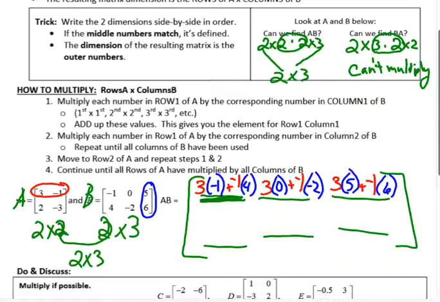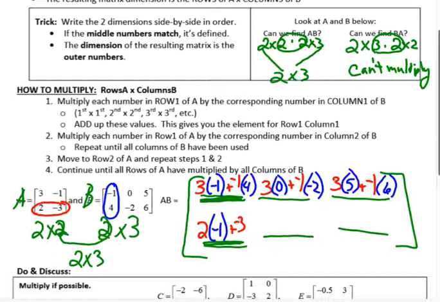So now I'm going to move to my second row. So down here in the second row, I'm going to work with the first column. So now I'm always going to be using my 2 and negative 3. I'm going to start back over here at negative 1, 4. So 2 times a negative 1 plus a negative 3 times 4.